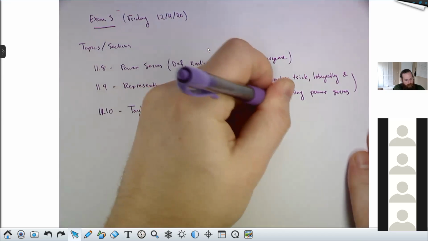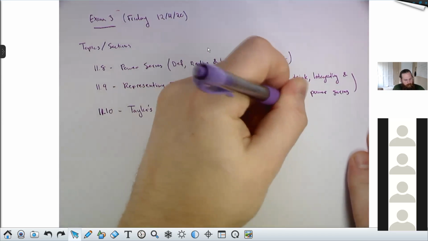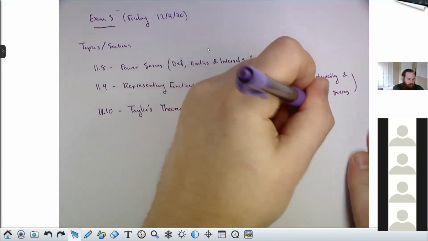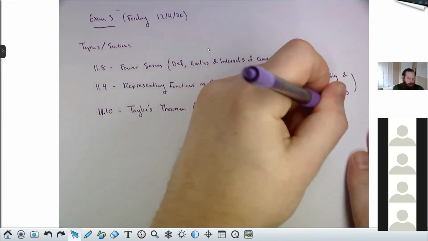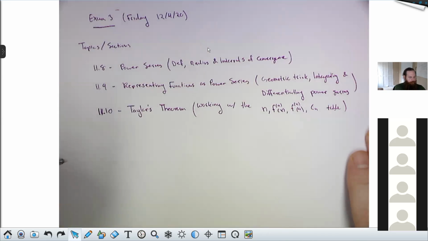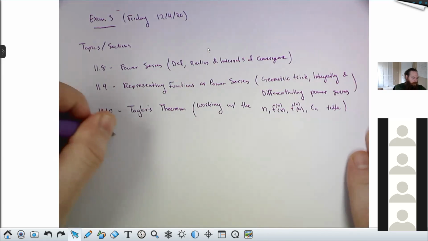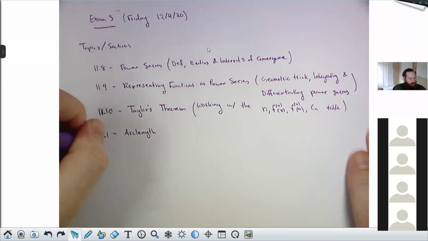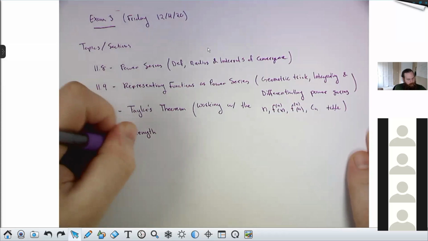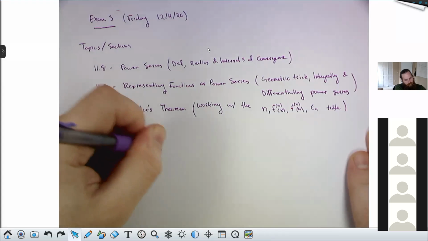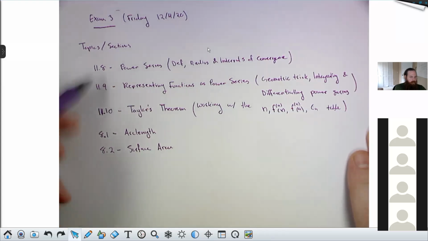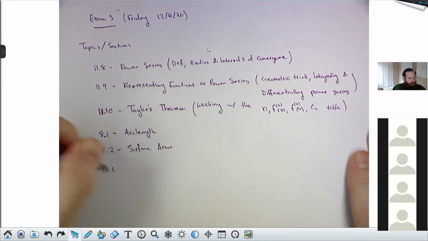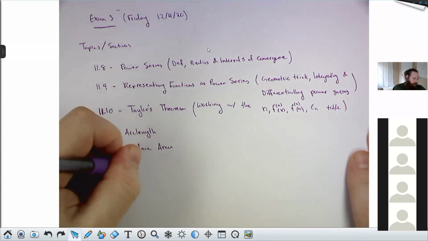That table had n, f^n(x), f^n(a), and c_n. And then we jumped to chapter 8. 8.1 was on arc length. 8.2 was on surface area. And this is going to be the bulk of exam 3. There will also be some stuff from 10.1, which was on parametric curves.